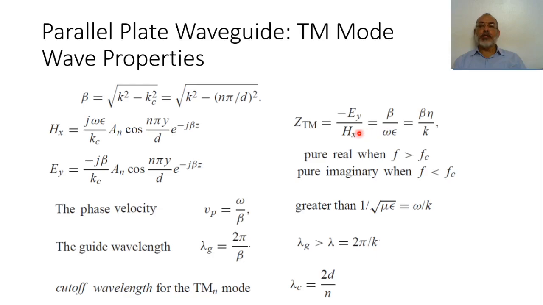It can be noted that because the wave impedance is proportional to beta, it is purely real if the frequency is greater than the cutoff frequency. On the other hand, it is purely imaginary if the frequency is below the cutoff frequency, because if k is less than kc, this would be purely imaginary. So in this case, if f is less than fc, the value of beta would be purely imaginary and the corresponding wave impedance would be purely imaginary.